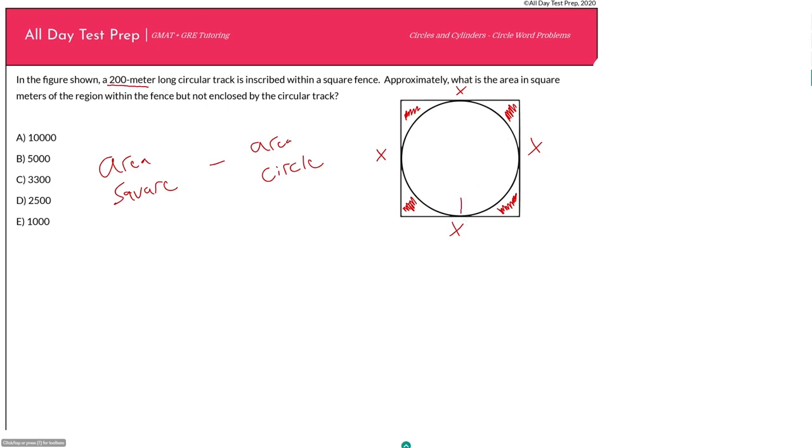That doesn't mean the distance from here to here is 200 meters. 200 meters long means the distance around our circumference is 200 meters. Or you can think of it as if you were to cut this circle and lay it out in a straight line, it would be 200 meters long. So that means 2 pi r for our circle is equal to 200 meters. Therefore, we can find the radius of our circle is going to be 200 over 2 pi, which is just 100 over pi.